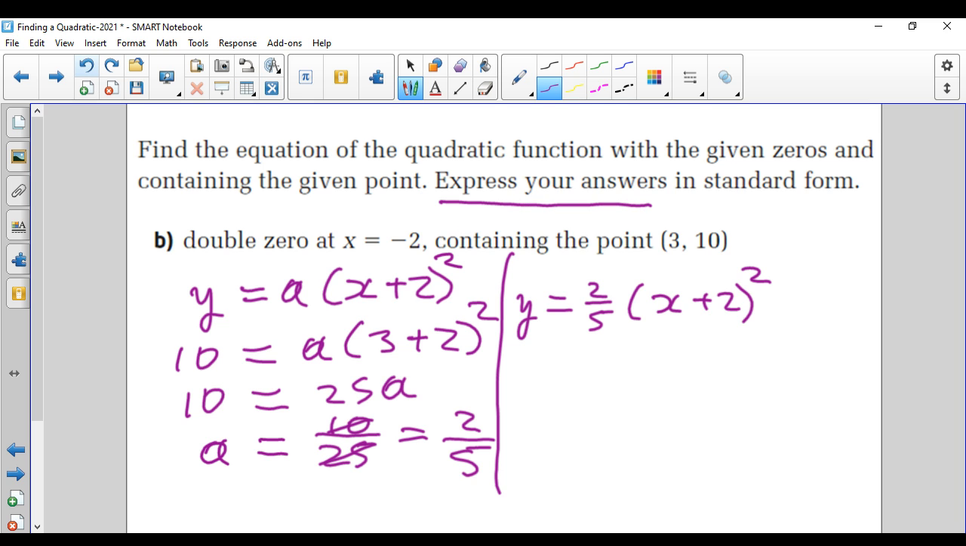Now, if I wanted to put this in standard form, like the question requests, let me undo that. If I wanted to put this in standard form, like the question asked us, then we just simply go ahead and square this bracket. And I'm going to remind you that when you square a bracket, a binomial that is, you square the first term, so in this case, that's x squared.